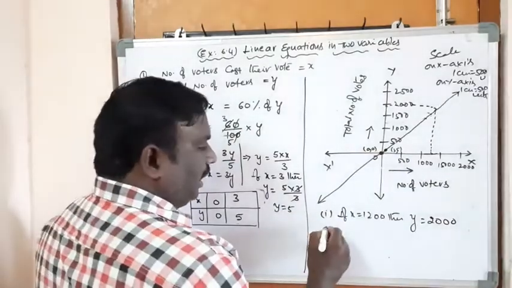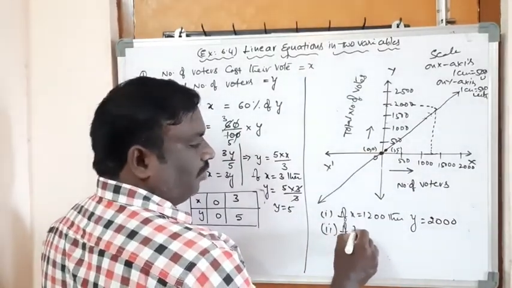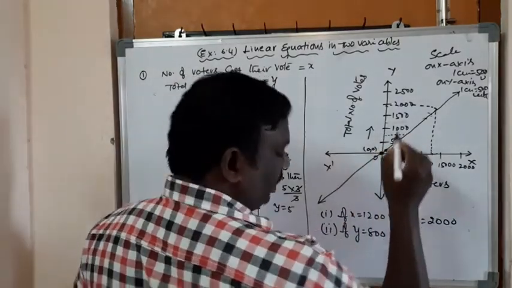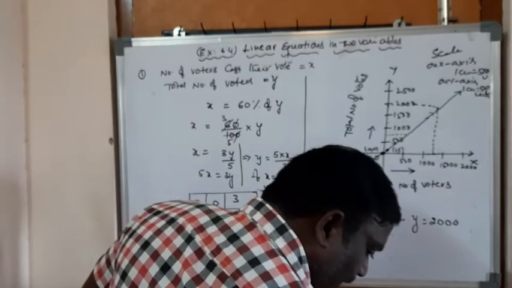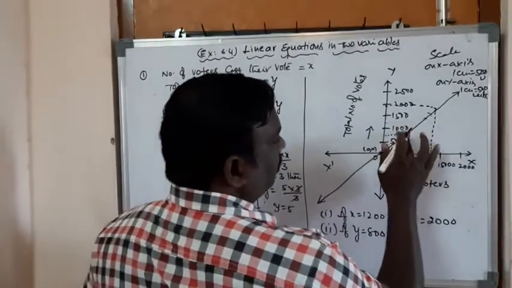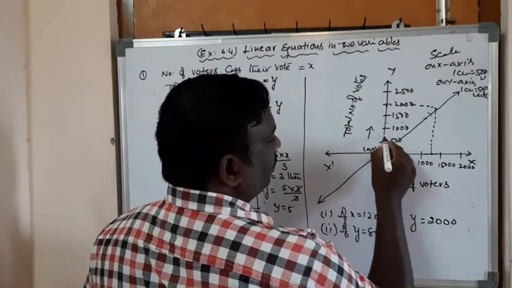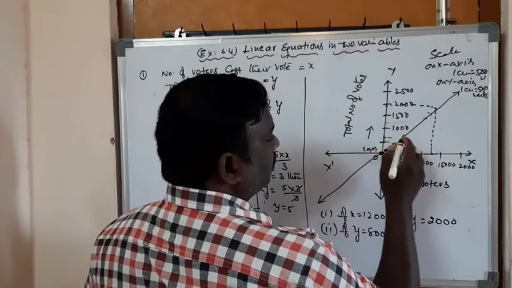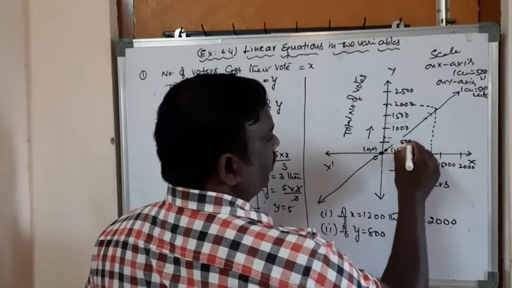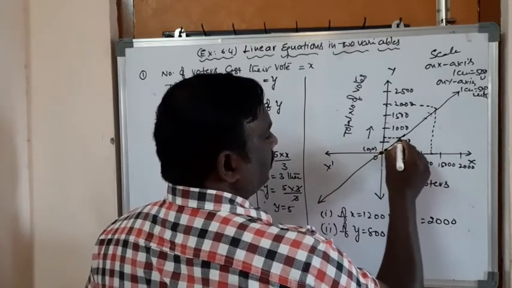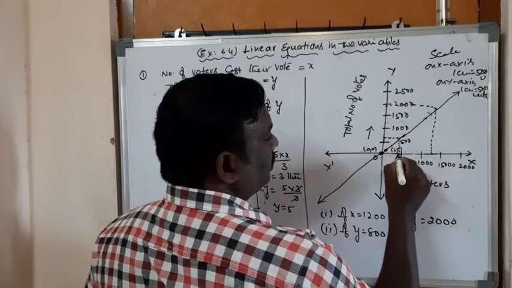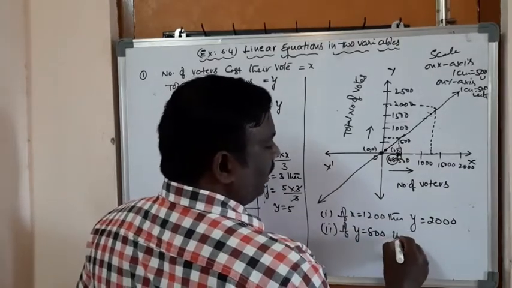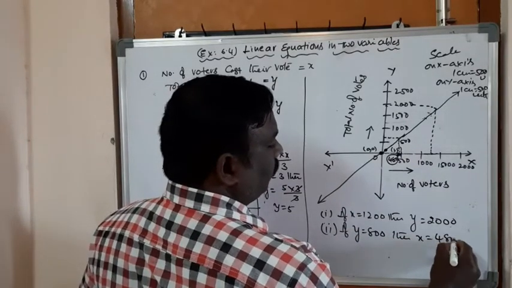Similarly, second one, if y equal to 800. 800 means where? Almost here approximately. So if y equal to 800, then x equal to, this one. This is 750. From here this is a 500 line like this. From here onwards, this one. So see this one, 480. So if y equal to 800, then we will get x equal to 480.